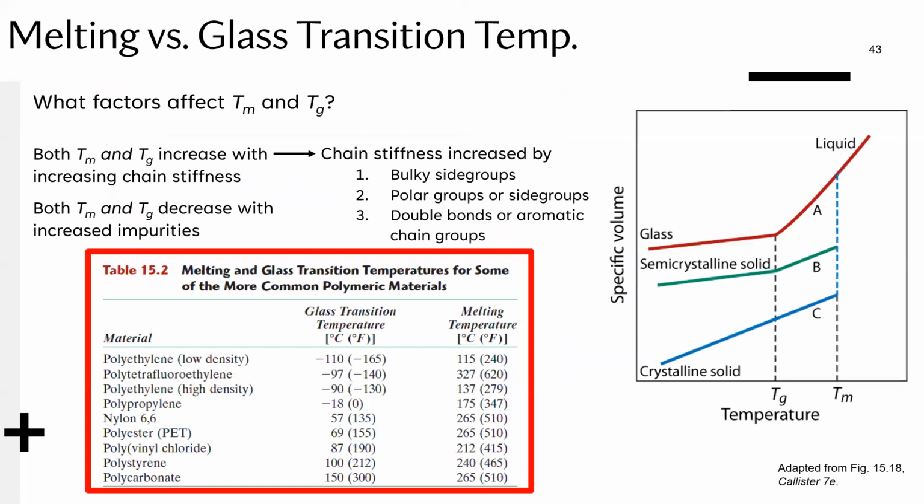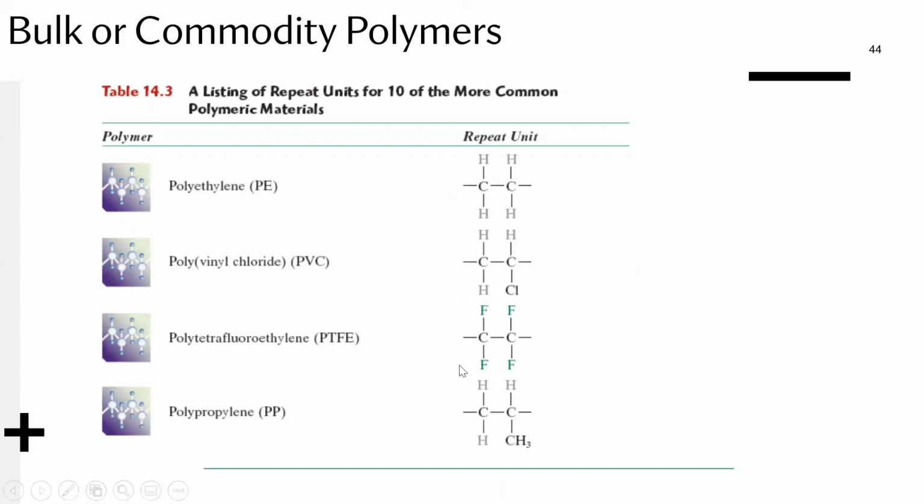Now, of course, if you look at the temperature that polyethylene melts, it's 115, because it's got a very simple C2H4 monomer in its backbone. And that is the reason why the strength of the backbone, the strength of the chain, can significantly influence the melt and glass transition temperatures.